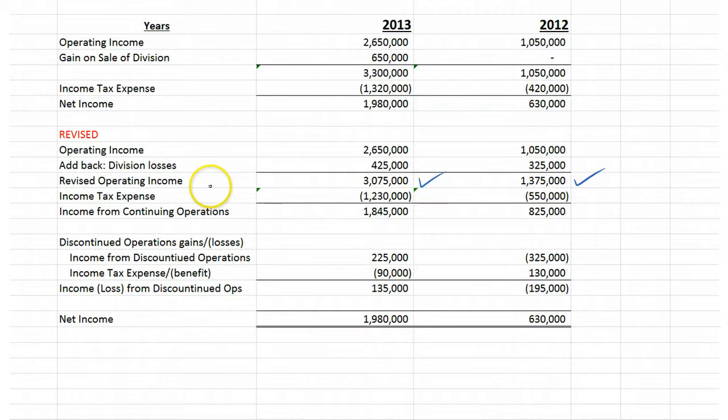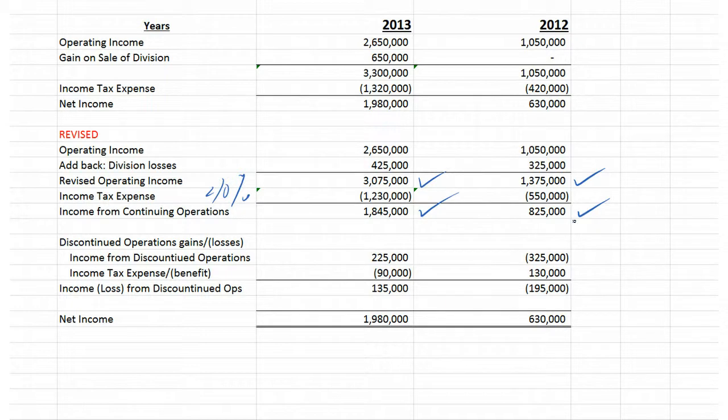My income tax expense is still 40%, and I end up with what we used to call net income, but now we're calling income from continued operations or continuing operations. This is just exactly what it describes. Of our operations that are going to be ongoing, this is our income. And now from that, I need to report the discontinued item.